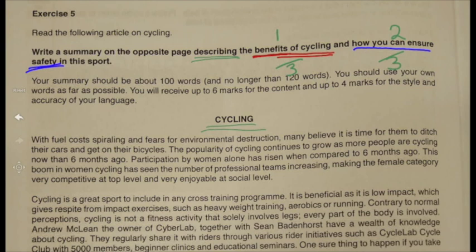And it's not always where you find that the summary question requires you to give 2 aspects, or it has 2 aspects. Sometimes it's just one question, you just summarize about one thing, but in this case you are summarizing about 2 things: benefits of cycling and also how you can ensure safety in the sport.